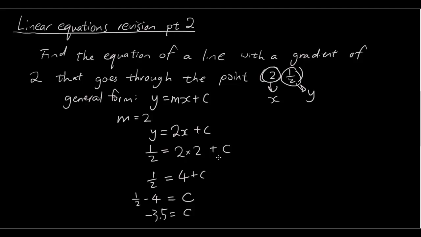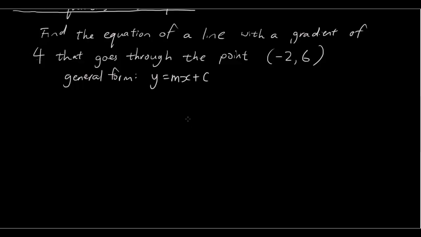Okay, so now I'm going to give you another question. I have redesigned the question. Find the equation of a line with a gradient of 4 that goes through the point negative 2 and 6. So have a go at that. Come back when you're finished.